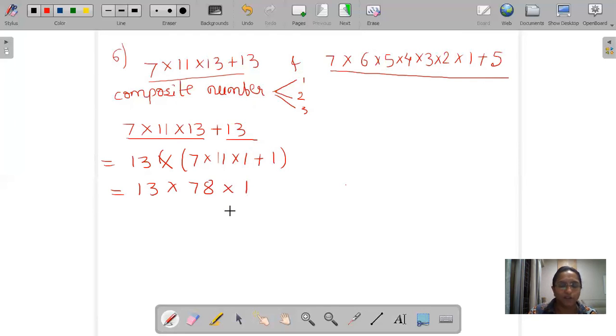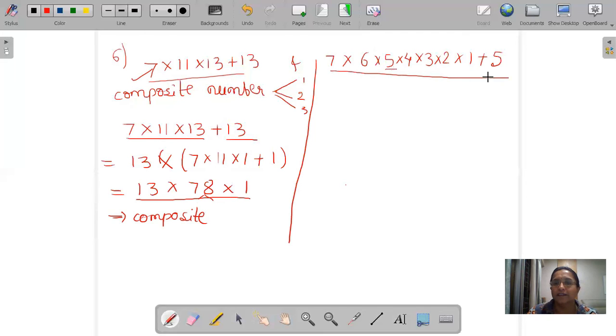1 will be a factor of all the numbers. Or else you can factorize this also, but no need to factorize this. We have shown here there are 3 factors for this number. It implies the given number is composite. Similarly, we'll prove this is also composite.